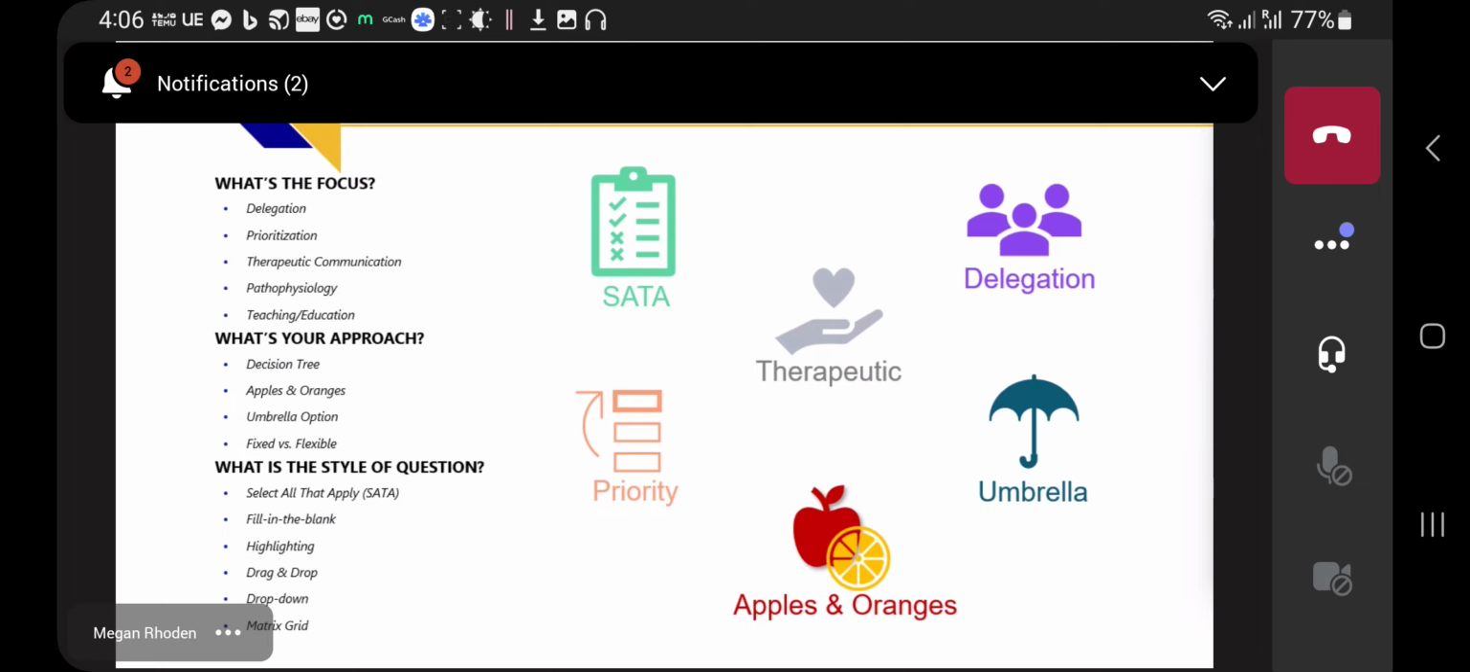And then lastly, you ask yourself, well, what's the style of the question I'm dealing with? Is this a select all that apply? Maybe it's a highlighting item, which I think we'll do one of those today in our case study. Is this a drag and drop, a drop down, or a matrix grid?